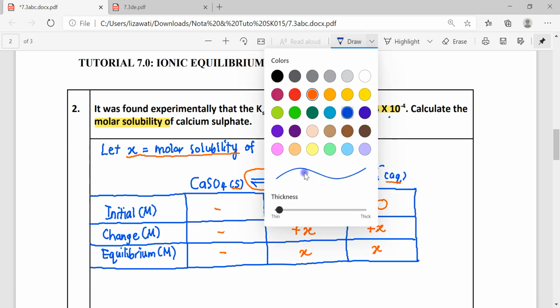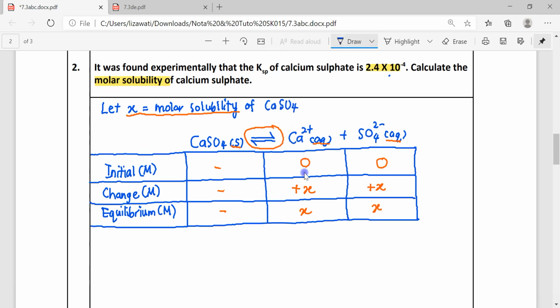Next step, what should we do? We write the KSP expression. And then substitute the value of x. x here refers to the concentration of both ions at equilibrium, and also the value of KSP.